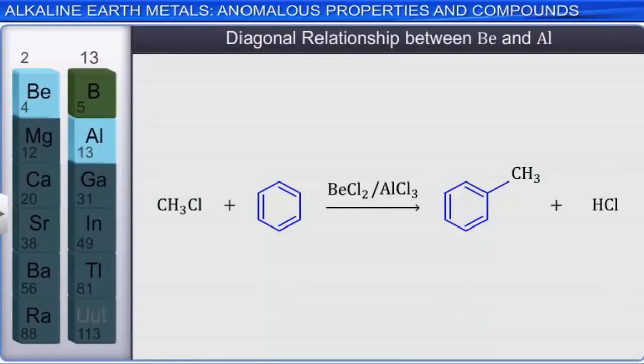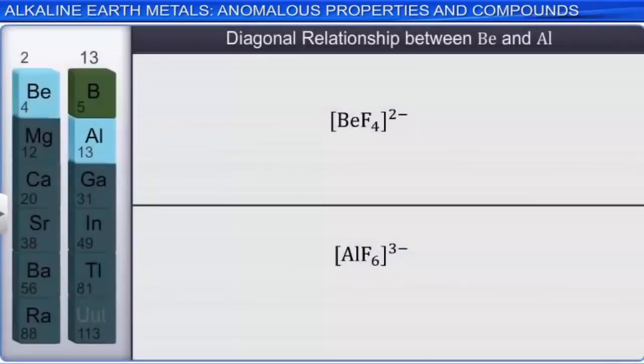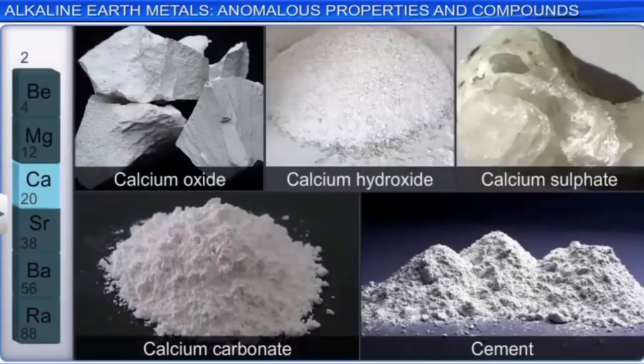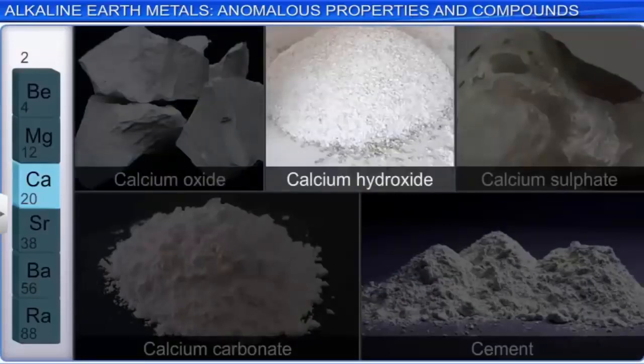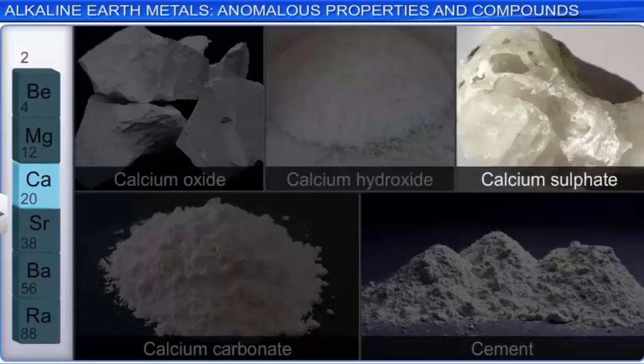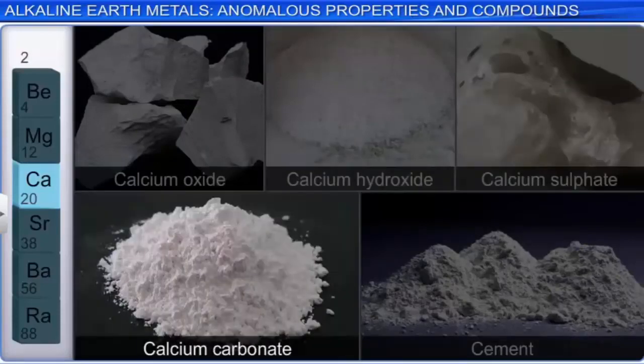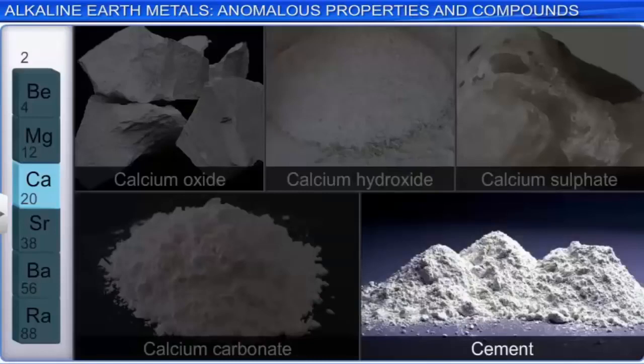Next, we will consider some important compounds of calcium. Calcium oxide, calcium hydroxide, calcium sulfate, calcium carbonate, and cement. Calcium oxide, which has the chemical formula CaO, is commonly known as quicklime. Calcium oxide is a white, amorphous solid with a melting point of 2870 Kelvin.